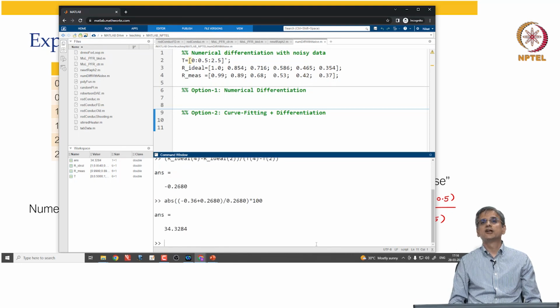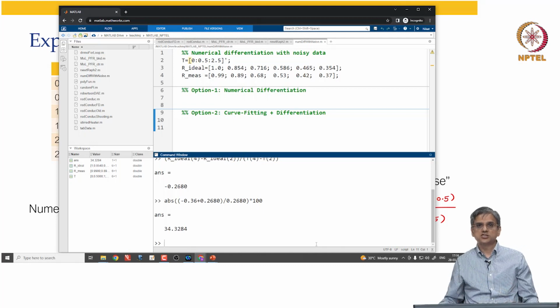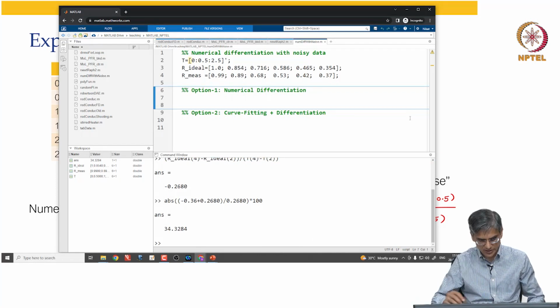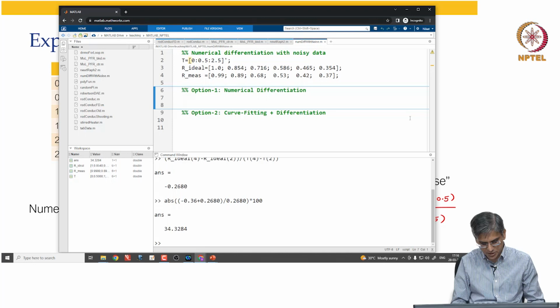We get as high as 34% error. Although the error in the original data was just around 10% or less than 10%, the error in calculation of the numerical derivative is as high as 30%. So let us calculate the numerical derivatives at various locations.